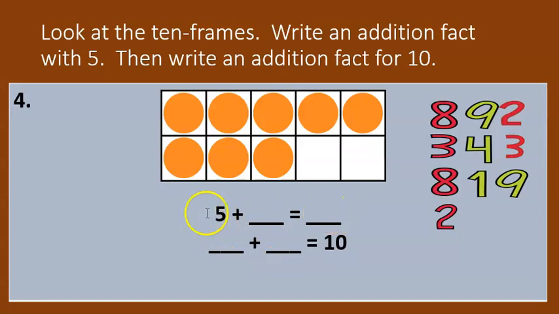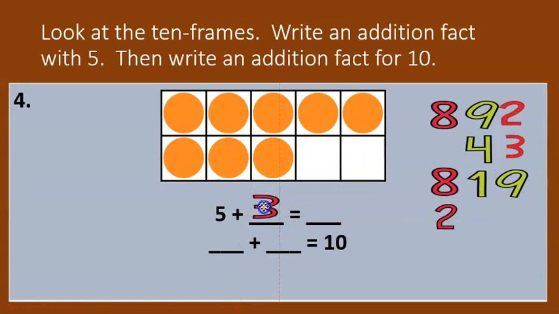Now, let's look at this first equation here. This 5 is already here for us because look, there are 5 orange circles in the first row. 1, 2, 3, 4, 5. So 5 is already here. To get this answer right here, we have to look at the second row now and count up how many orange circles there are. Let's count. How many are there in this second row? 1, 2, 3. So what number goes here?